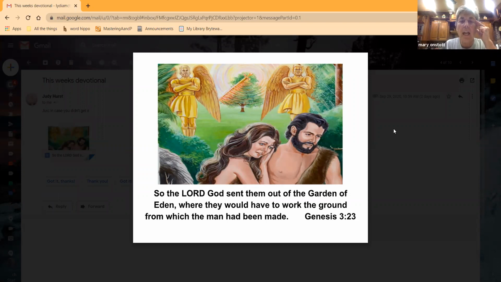And those angels, they look like they're pretty stern, don't they? They are sending them out of the garden and telling Adam and Eve, you cannot come in here. Because they disobeyed God, they cannot stay in the Garden of Eden.